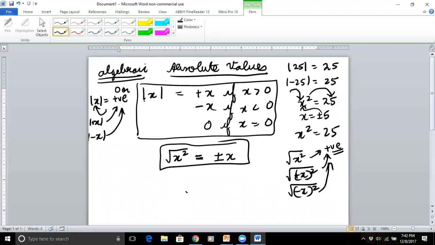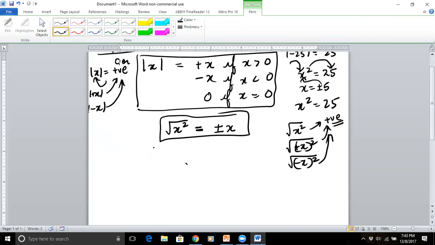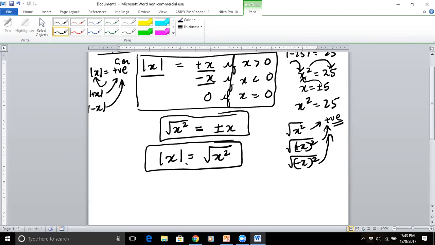Remember, whenever you work with variables, whether it's a mod or a root, you're always worried about the solutions to that equation, not the output. So mod of x is plus or minus x. Root of x is also equal to plus or minus x. So clearly, since both give me plus or minus x as the solutions, I have a very, very important relationship here. Mod of x is equal to root of x square.